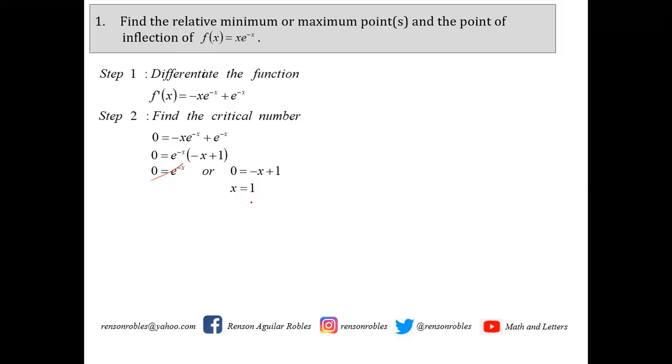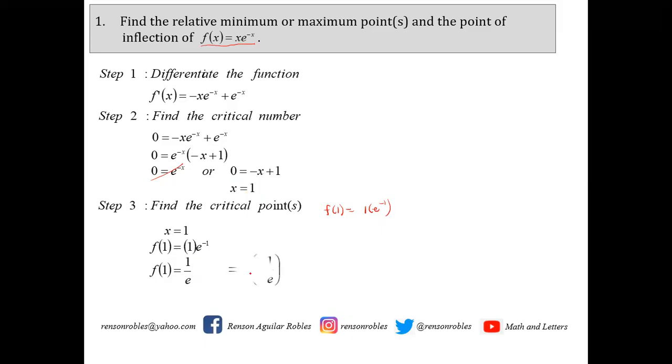Okay. And then the third step is to find the critical point. The critical point is obtained whenever you replace x in the given function by 1. So we will be looking for f of 1 equals 1 times e to the negative 1. So we shall have 1 over e. And the point (1, 1 over e) is our critical point. And this is a critical point because we do not know yet whether this is a relative minimum or a relative maximum.